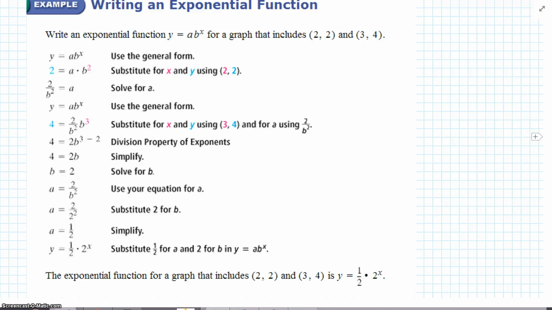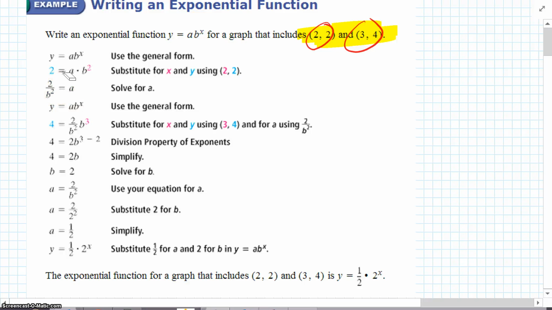So write an exponential function. Well, you can write an exponential function y equals ab to the x for a graph that includes 2 points. So if we have 2 points on the graph, we can graph the exponential function. So here's what we do. We pick the first point, 2, 2. Use the general form, y equals ab to the x power. We plug in the coordinates of x and y using 2 and 2, and then we solve for a. Okay, so we're going to solve for a in terms of b.